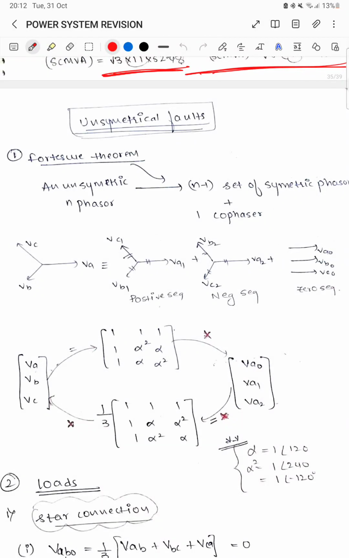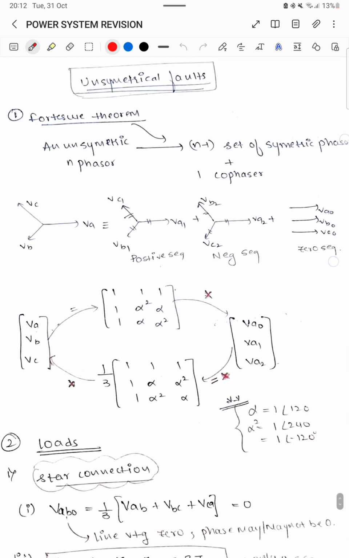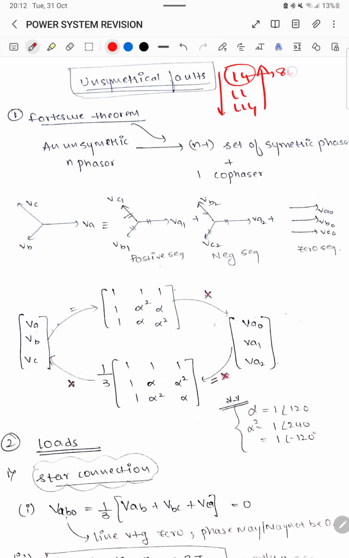So yesterday we have seen a symmetrical fault. Now we'll be moving to unsymmetrical faults, meaning LG, LL and LLG. We have seen that the order of severity is from top down and the order of occurrence is bottom up. LG fault is the most probable to occur, about 80% of the time.